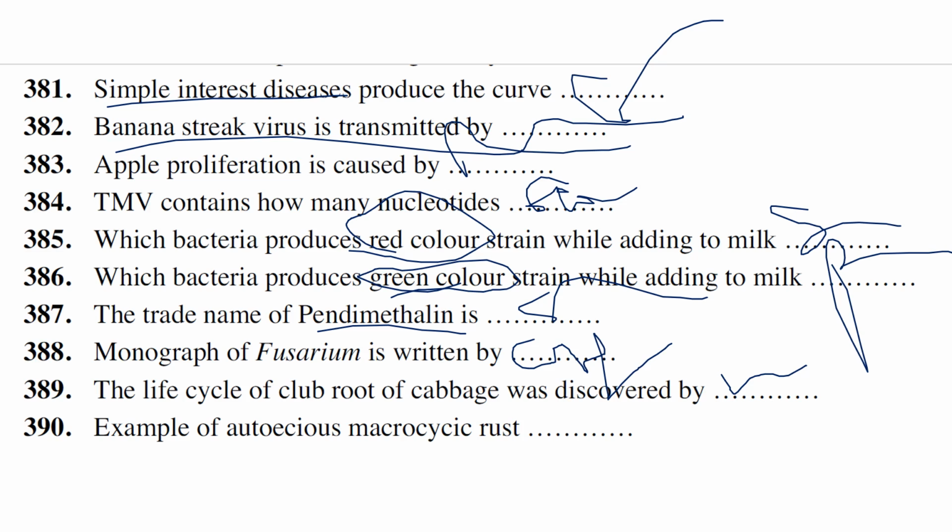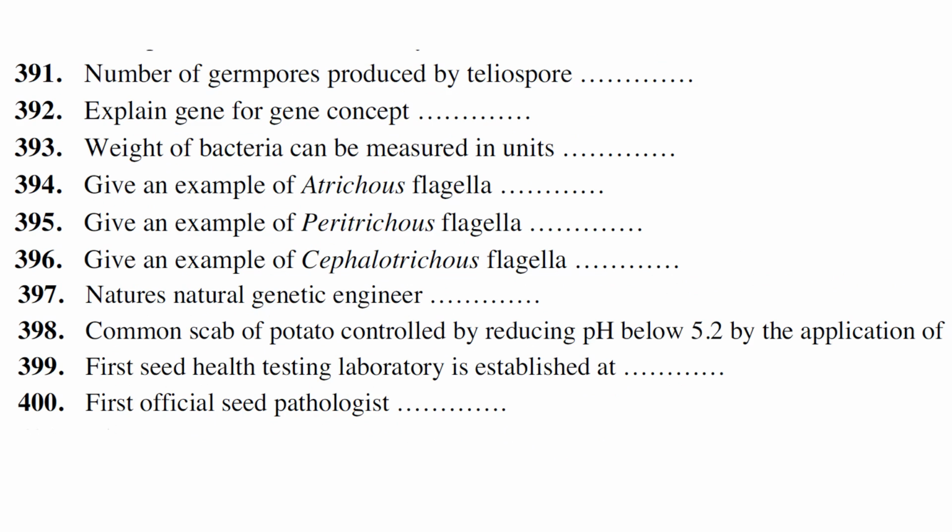Example of autoecious macrocyclic rust. In the previous slides we saw the difference between various kinds of rust. So the best examples for autoecious macrocyclic rust are bean rust, flax rust, sunflower rust, and safflower rust. All are examples of autoecious macrocyclic rust. Number of germ pores produced by the teliospores: teliospore generally produces 2, urediniospore 4, like that. Regarding all those things, please refer to the mycology section that we published in the previous year.